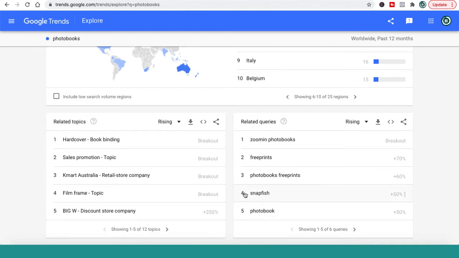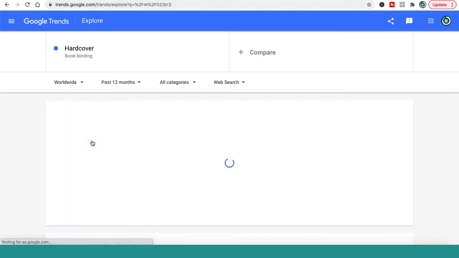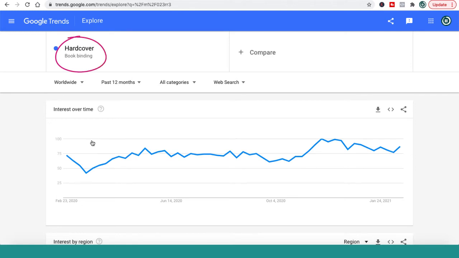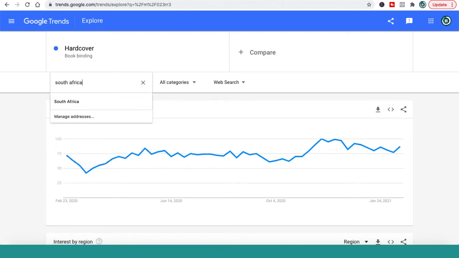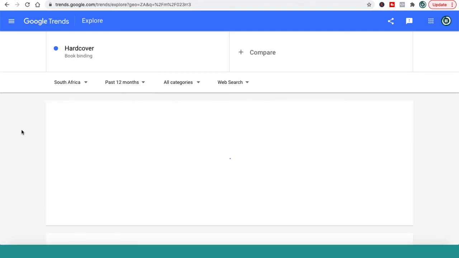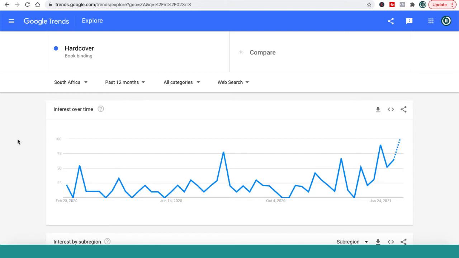Again, we've got related topics and related queries, which is really interesting when you're wanting to do the SEO for your courses so that people will find your courses. So this is a breakout topic called hardcover, and there is definitely hardcover bookbinding. There's quite a high search for it. Let's go specifically in South Africa and have a look at hardcover bookbinding to see the search for that. Interesting. It's definitely erratic, but it's on the increase.